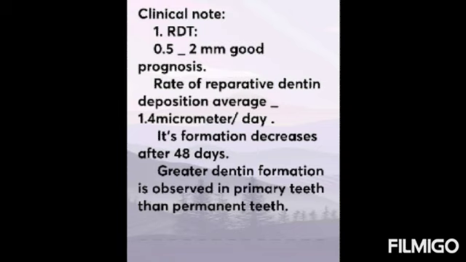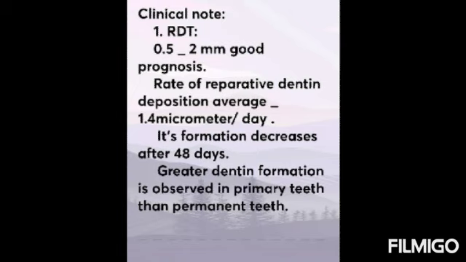As a clinical note, the two most important factors determining the success of indirect pulp capping are remaining dentine thickness and the choice of indirect pulp capping agent. Remaining dentine thickness is the amount of dentine present between the floor of the cavity and the pulp space. RDT normal is 0.5 to 2 mm, which has a good prognosis. 0.5 to 0.25 mm reduces the prognosis, giving a poor prognosis.